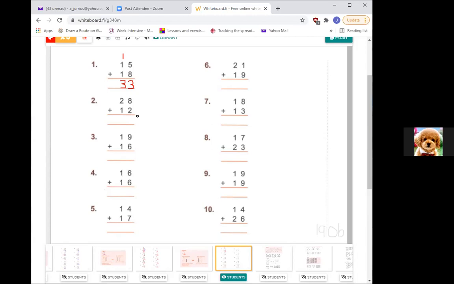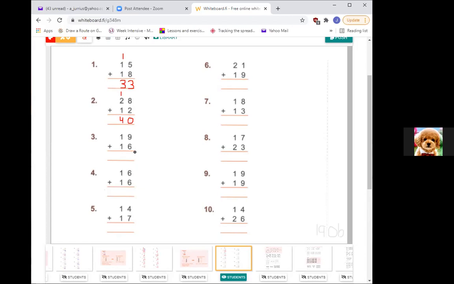Giselle, number 2. 28 plus 12 equals 40. And how did you do that? So 8 plus 2 is 10. You write down the 0, carry the 1, and then 1 plus 2 plus 1 is 4. Very nice. Thank you. Yes, I can see it. Well done. Thank you for showing it to me, Giselle.